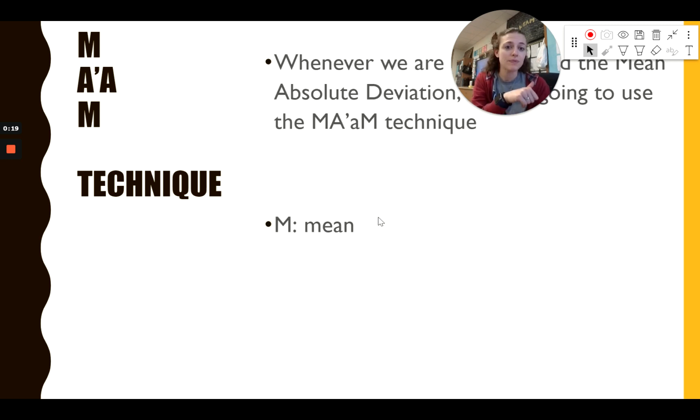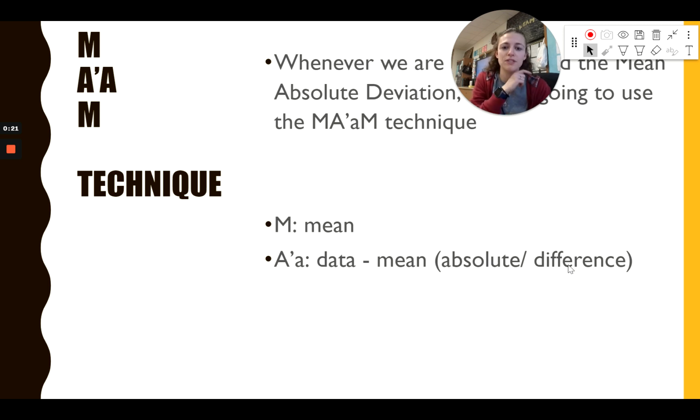You will find the mean, then you will find the absolute, which is the difference between the data and your mean. And then you are going to find the mean again of your absolute values. So remember, my song goes mean, difference, mean again, mean, difference, mean again. So let's go ahead and put that into practice.